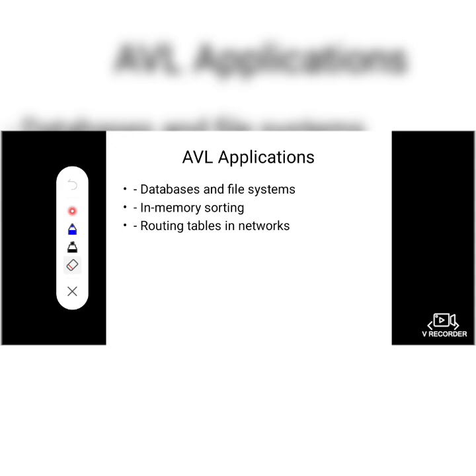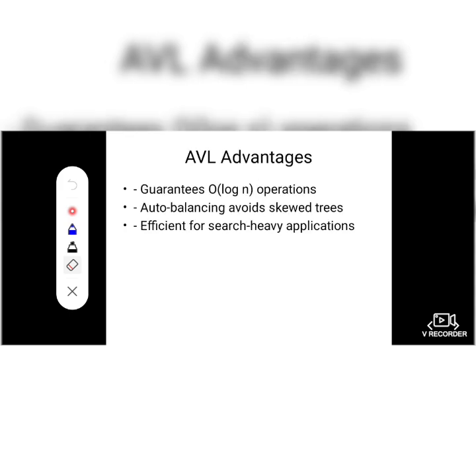AVL applications: why do we have to use AVL trees? Because they maintain balance. We need balance, right? It guarantees height that is faster and more predictable than unbalanced BSTs. In a binary search tree we don't have this balance, so we need to use AVL trees. AVL tree applications are databases and file systems, in-memory sorting, and routing tables in networks. AVL advantages: it guarantees O(log n) operations, auto-balancing avoids skewed trees, and it is efficient for search-heavy applications.